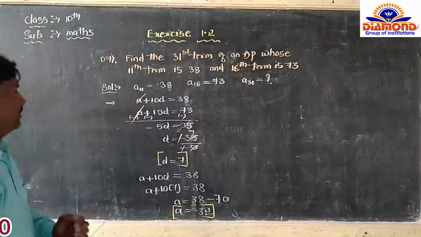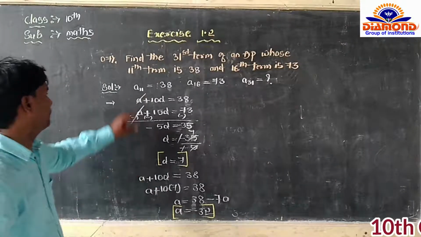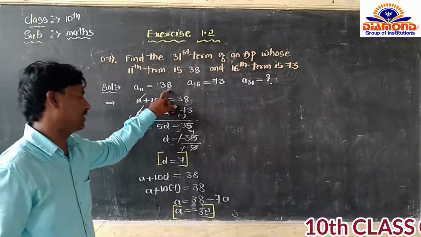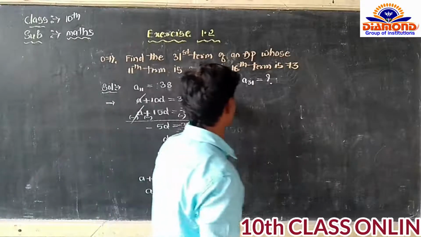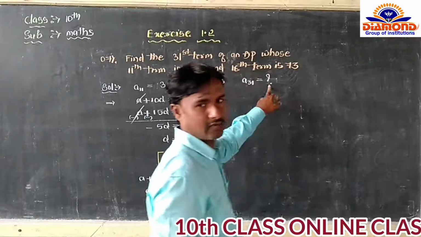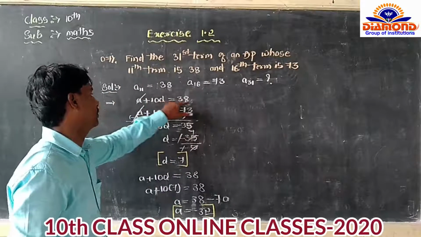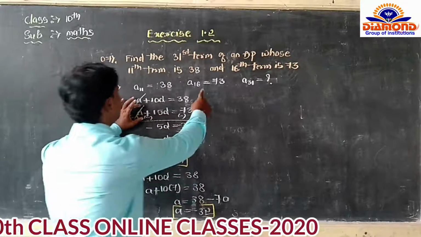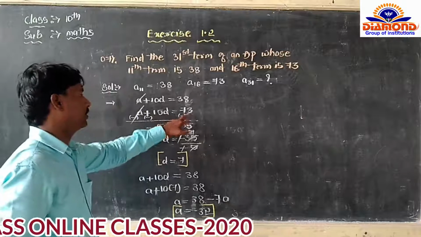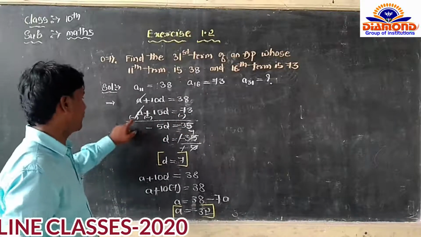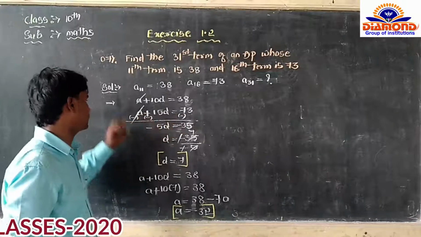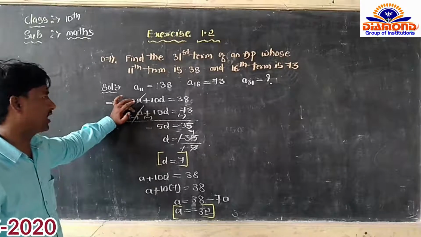Now one more time, the question we completed. The 11th term is equal to 38, the 16th term is equal to 73, and we are finding the 31st term. So the 11th term: A plus 10D is equal to 38. The 16th term: A plus 15D is equal to 73. Plus becomes minus, plus becomes minus, plus becomes minus. A minus A both get cancelled.